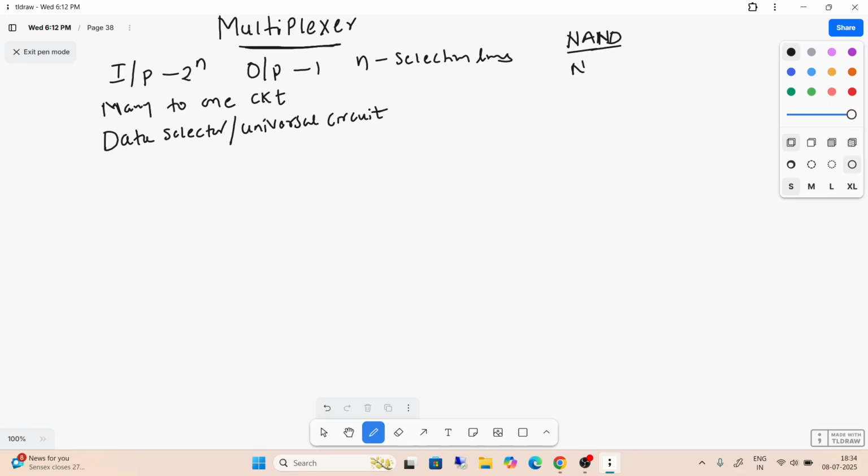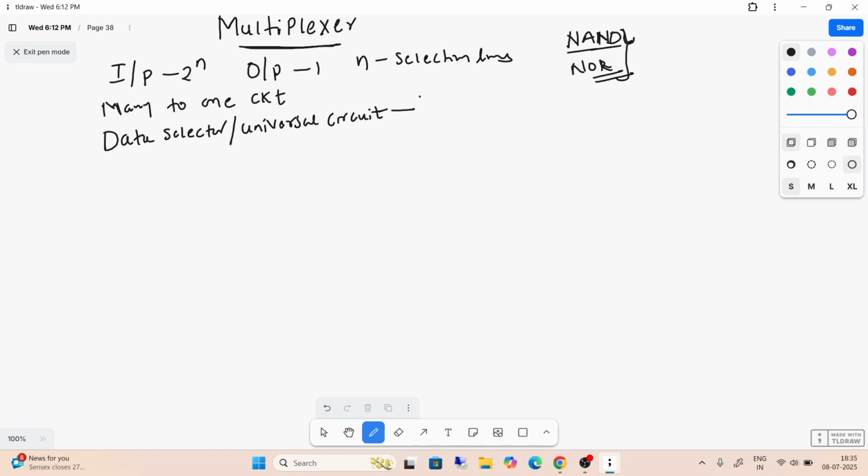So NAND and NOR are universal logic gates because we can implement any gate by using NAND and NOR gates. Similarly, here we can implement any combinational circuit by using a MUX. That's why we call it a universal circuit.